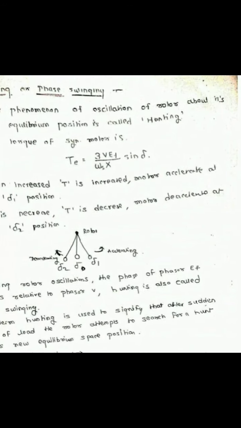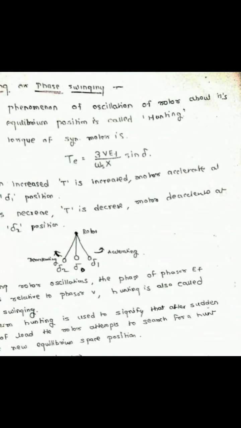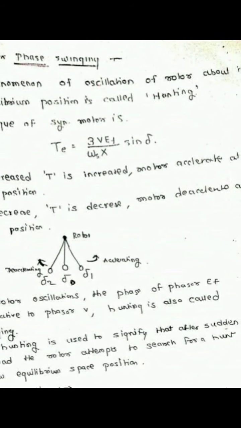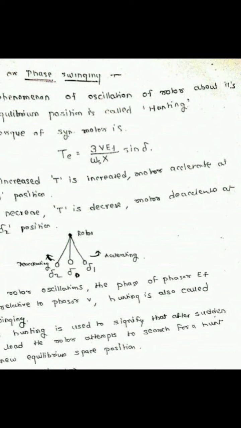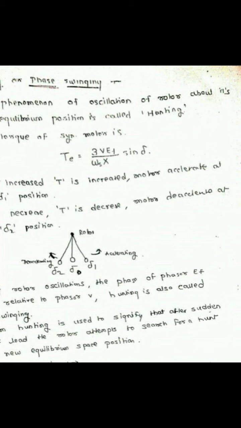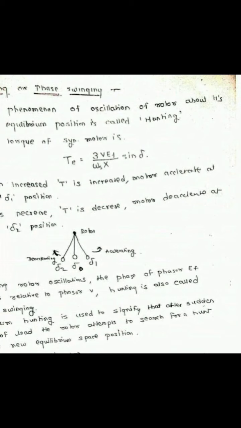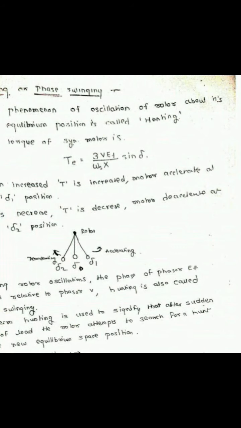As we know, the fundamental torque equation of a synchronous motor is Te equals 3 into V into EF divided by omega S into X into sine delta, where V is the terminal voltage, EF is the excitation voltage, Ws is the angular velocity in RPS, X is the synchronous reactance of the synchronous motor, and delta is the torque angle, that is the angle between the excitation voltage and terminal voltage.